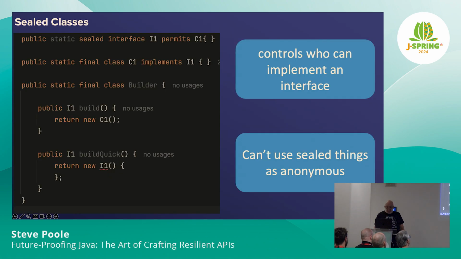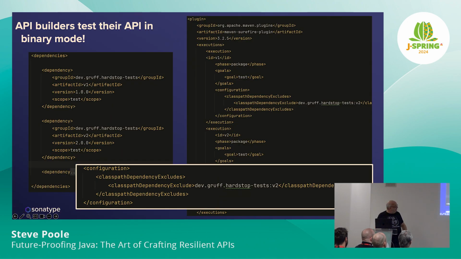A couple more things. Sealed classes are really good, except that with the permits stuff, you can't use anonymous classes, unfortunately. So you have to have real classes because you've got to name them. It's still worth it.